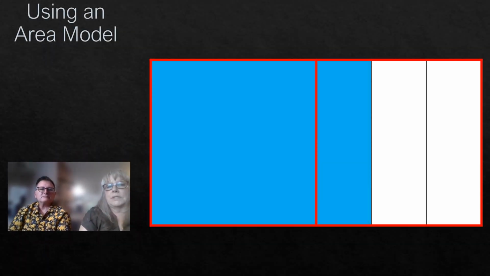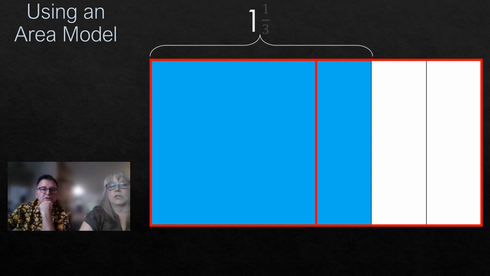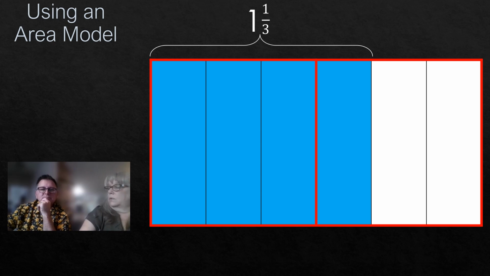Now we're going to look at using an area model. With an area model, again, I'm going to model my 1 1/3, and you can see my 1 1/3 in the picture. I have 1, and then I have 1/3 of another whole. That could be the width or length. So I'm going to break the whole into equal sized parts to match my thirds from the 1/3 that I see. Now I have 4/3, which is equivalent to the 1 1/3. But what I need to do is find 2/3 of that.